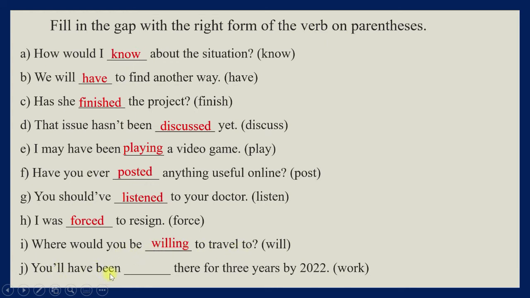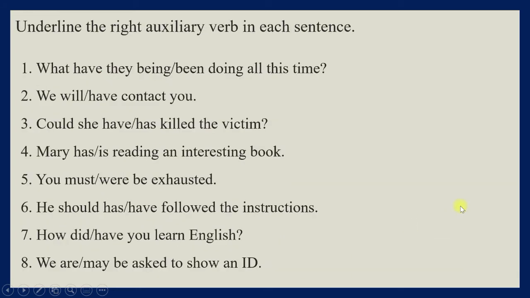J. You'll have been, this is a sentence with three auxiliary verbs, and our main verb is work. So you'll have been there for 3 years by 2022. The main verb is following been, and because this is an active sentence, this needs to be in ing form. Next exercise, underline the right auxiliary verb in each sentence.